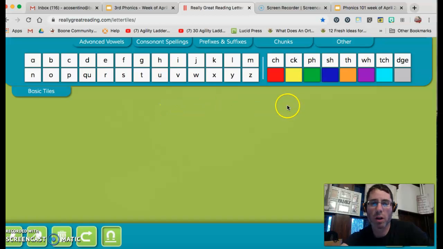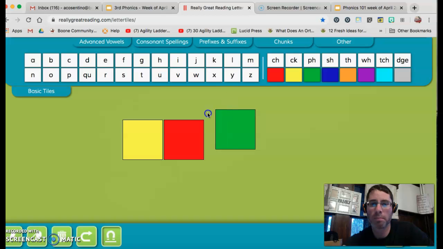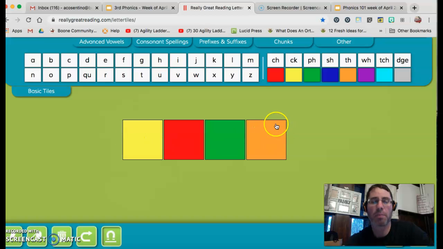Okay, so we're going to go ahead and dive in with a few examples of these digraphs. We're going to stretch them out with the tiles, and then, like I said, match the graphemes with them. So let's start off with the word champ. I hear ch. I hear a as in apple, so that's going to be a red tile. I hear m, and I hear p. Champ. Ch, a, m, p. Four phonemes, which means we're going to have four graphemes.